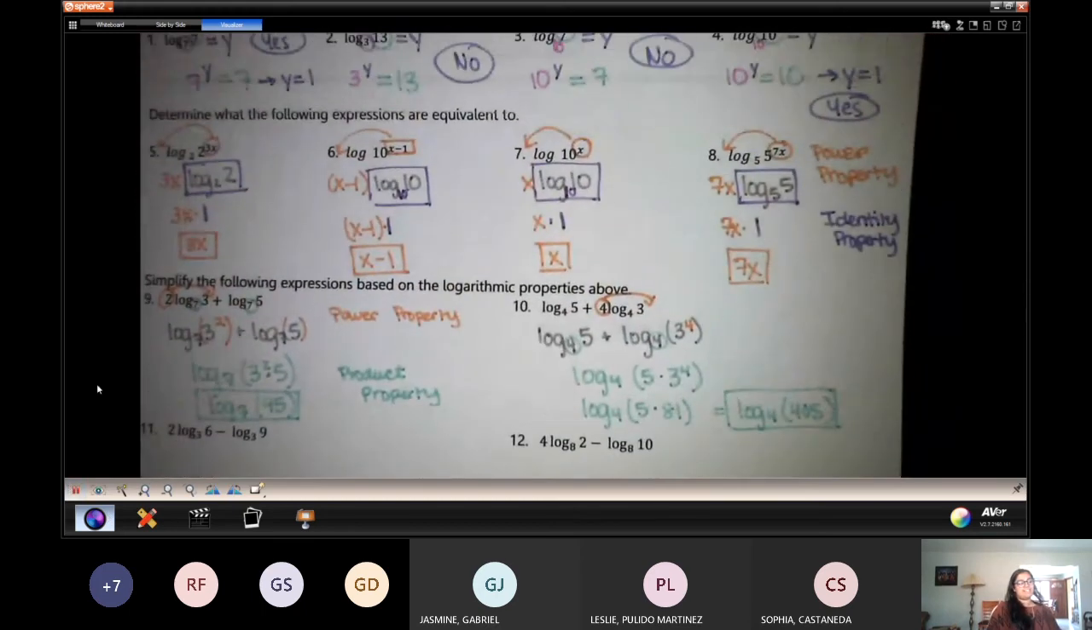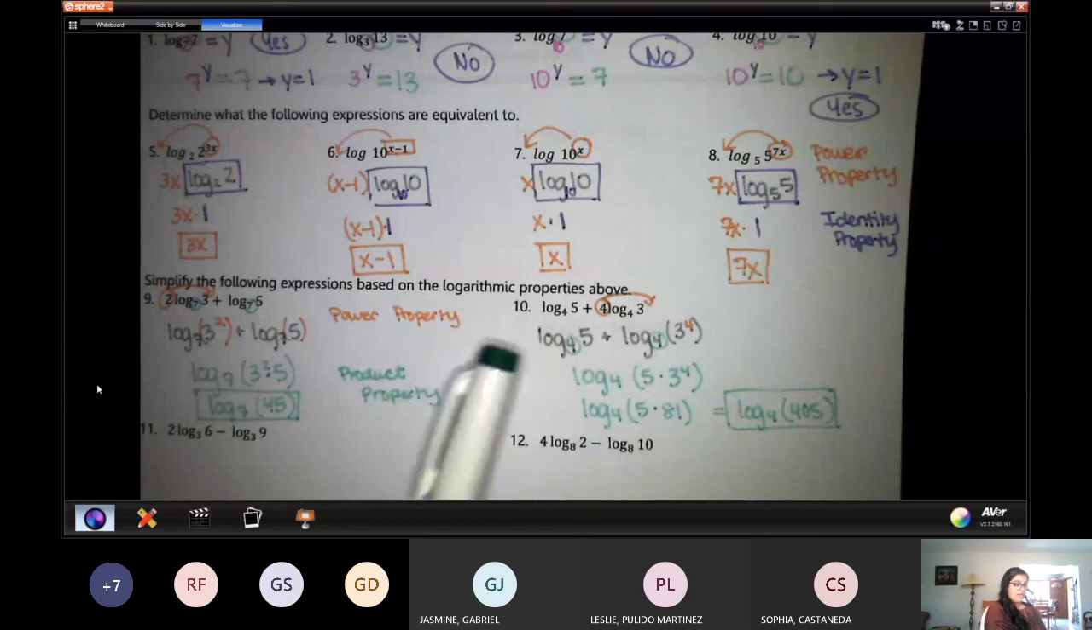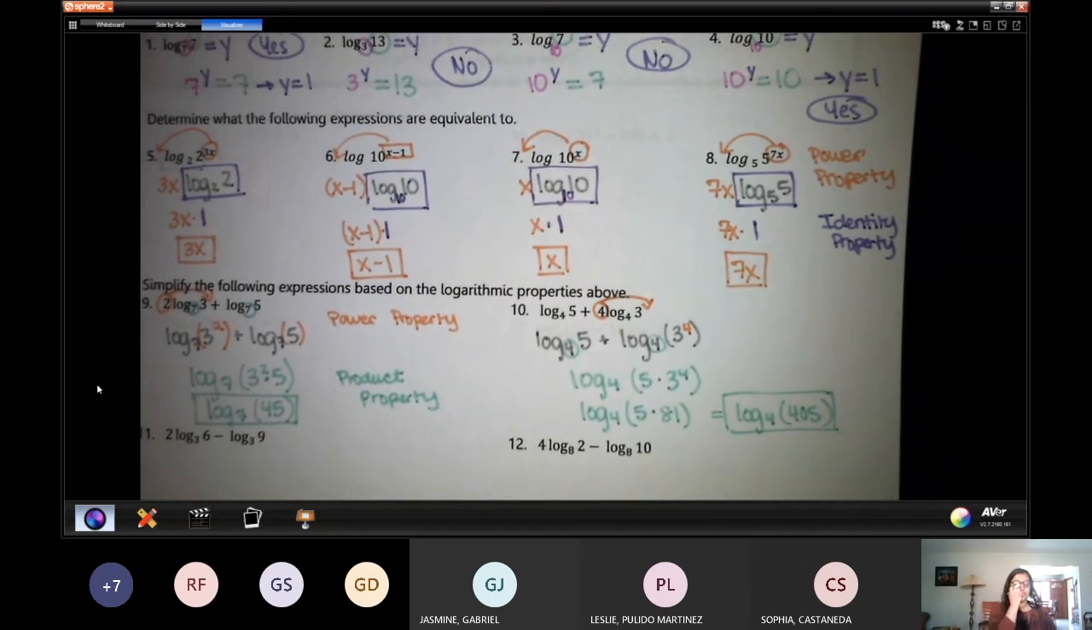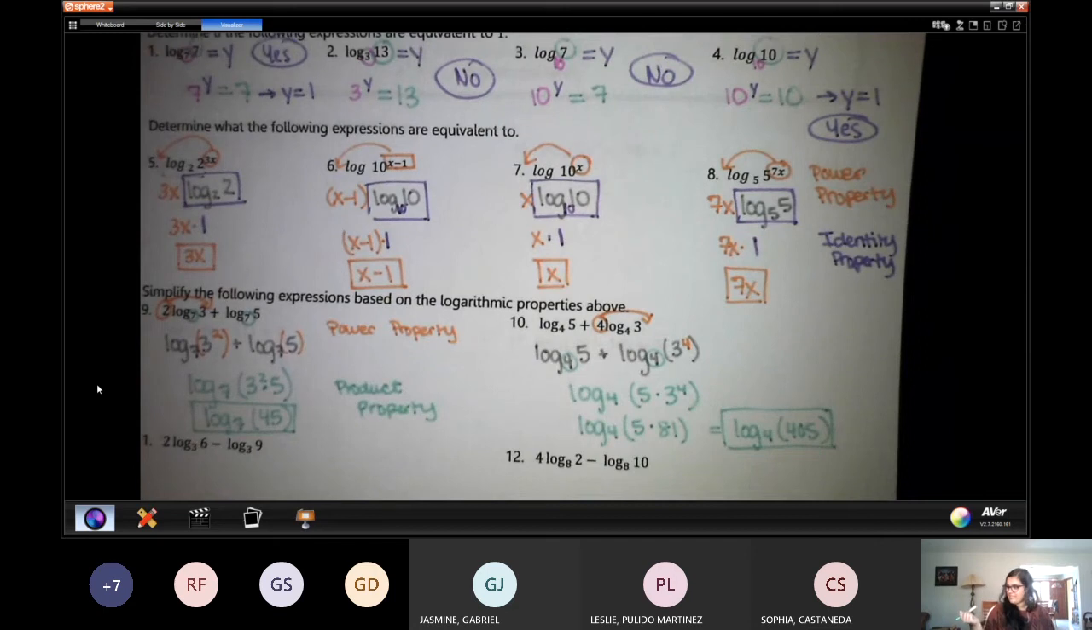All right, so right here, we just followed the same things. We started with the power property, right? And then once we were able to, we were going to do the product property. So we just added them, right? Sorry, multiplied them, from our addition to multiplication. And then we just have to remember 3 to the 4th. You can either use a calculator if you want to, or you know that 3 squared is 9, and you get 2 9s. 9 times 9 is 81. Then 81 times 5 gets you 405. There you go. Super easy, right?